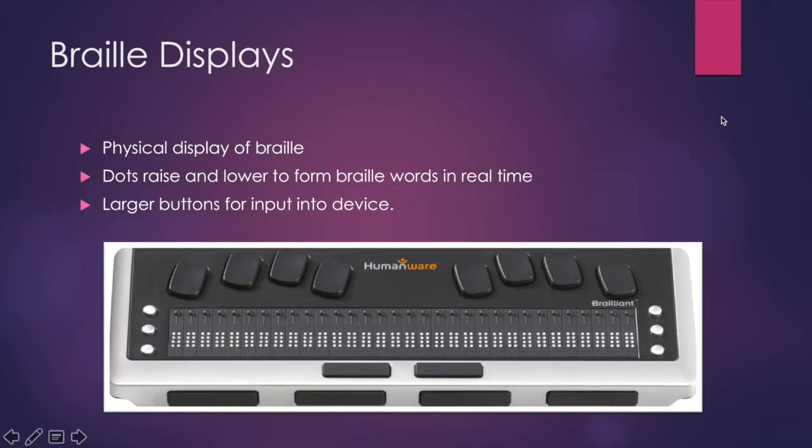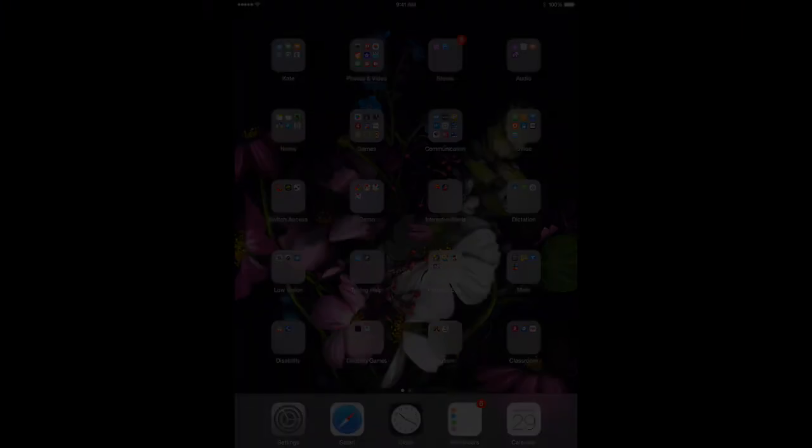Before we get into the Braille feature on the iPad, let's talk about Braille displays. Braille displays are a physical display of Braille. This means that you can hold it, touch it, feel it, and it's separate from the iPad. These little white dots on the HumanWare Braille display raise and lower to form Braille words in real time. The larger buttons are for input into the device. This is how you would type your letters in Braille onto the device. This is just one example of a Braille display. There are many different companies that make many different types, whichever one best suits your needs.